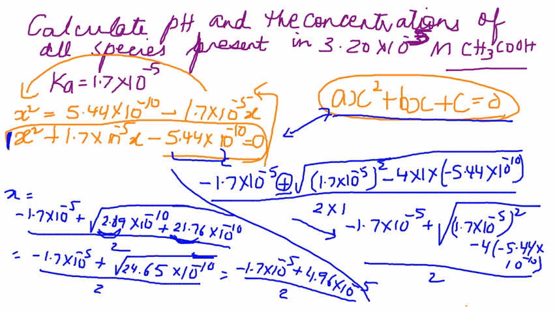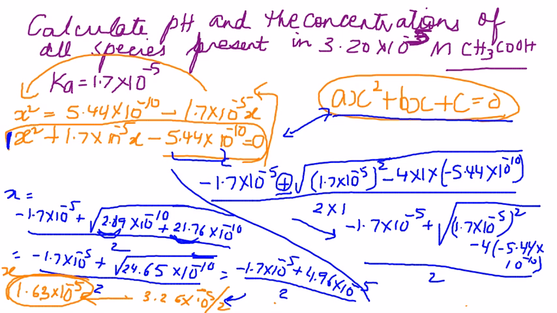So when you solve this value, let's switch color. When you solve this value, you're going to see 3.26 times 10 to the negative 5 divided by 2, and that gives you 1.63 times 10 to the negative 5. So your value of x came out to be 1.63 times 10 to the negative 5.